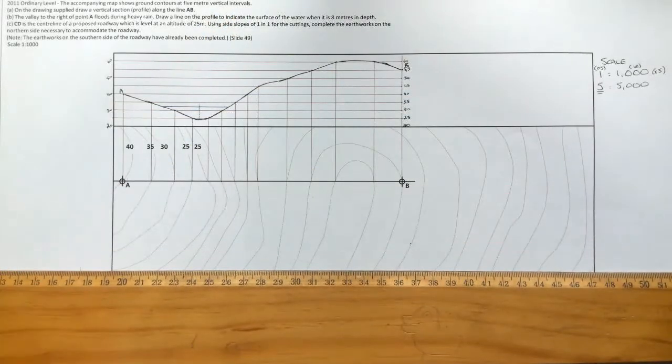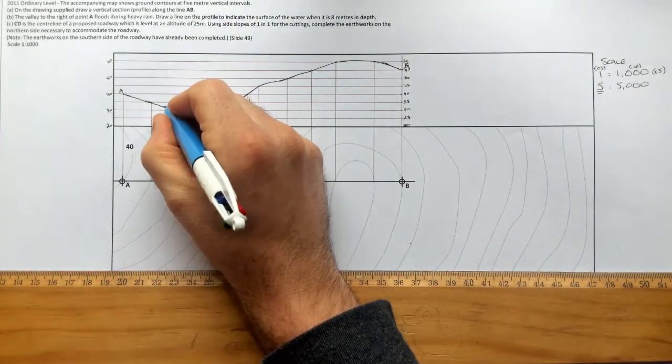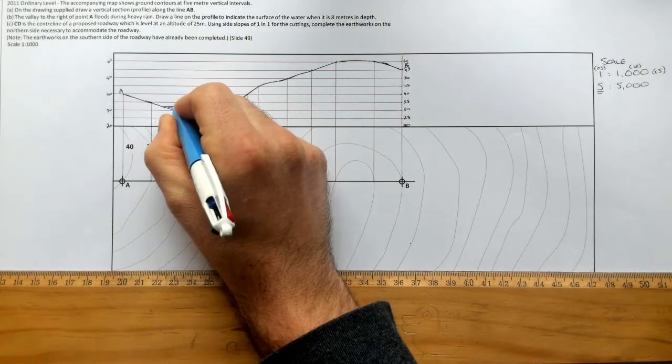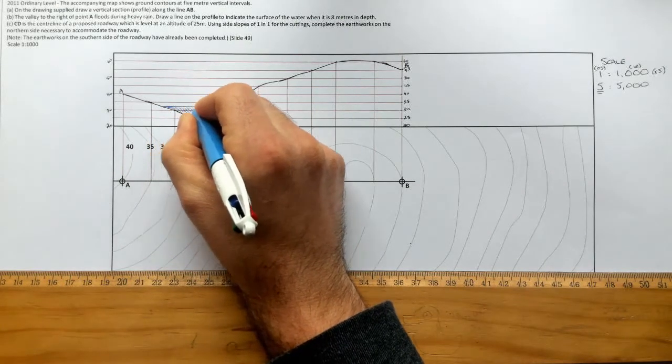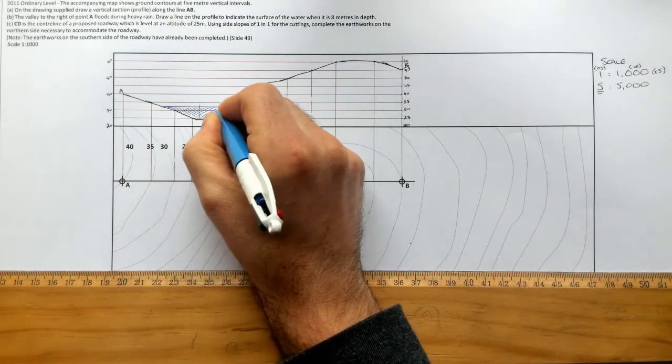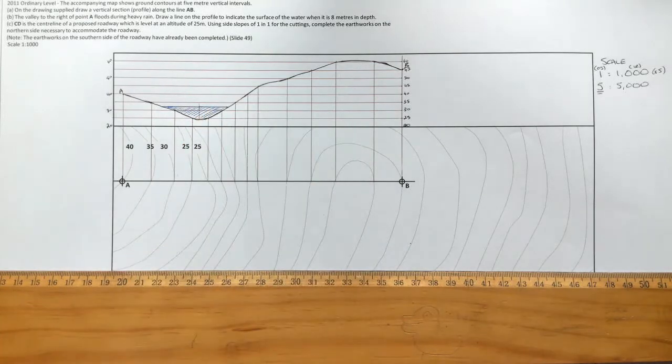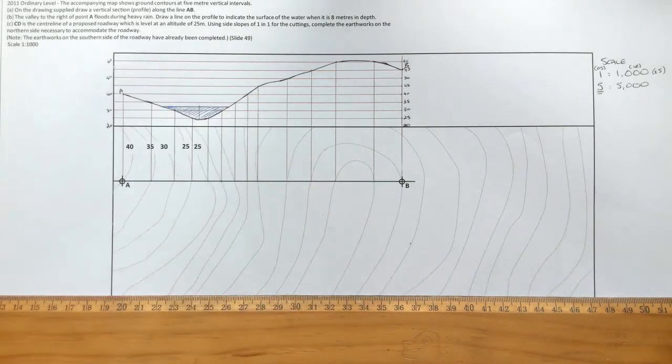So there we have it. That there would be your flood. Okay, just shade that in a little bit. So there we have it. That is identifying where the valley floods to during heavy rain. So that's part B done. Just bringing in a bit of a real world scenario there.